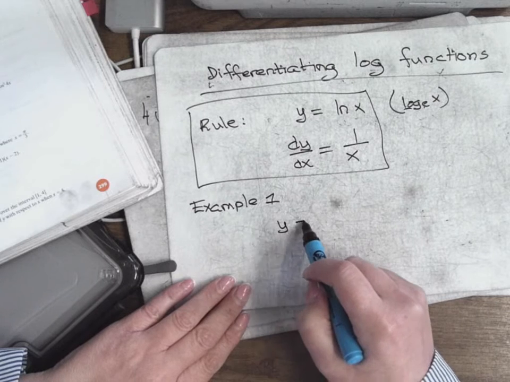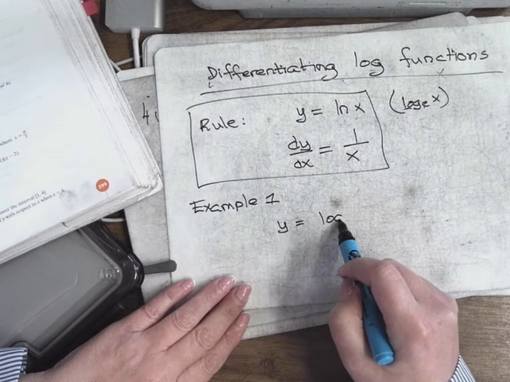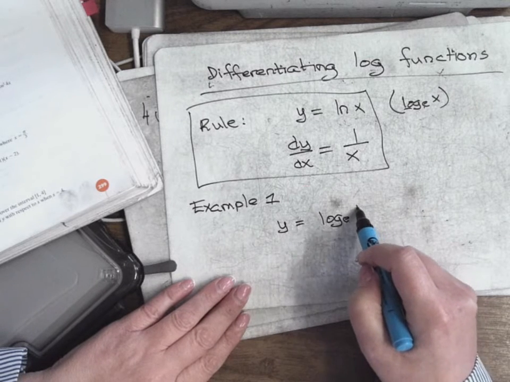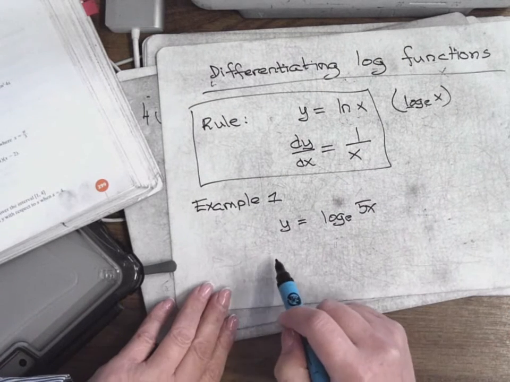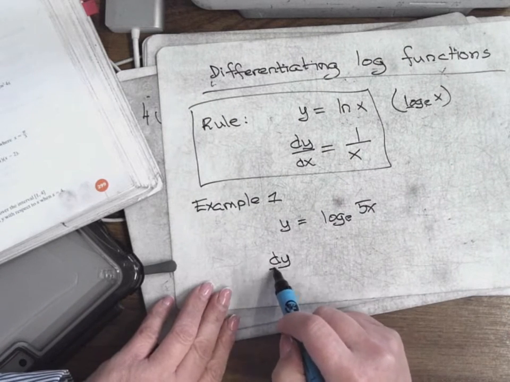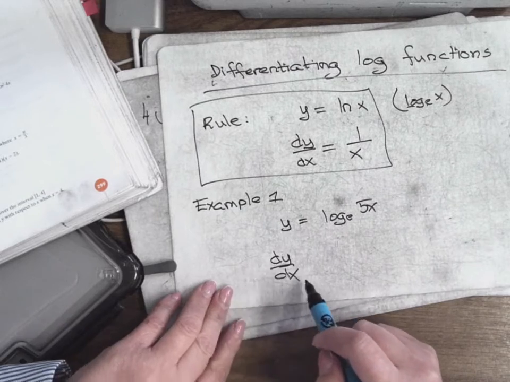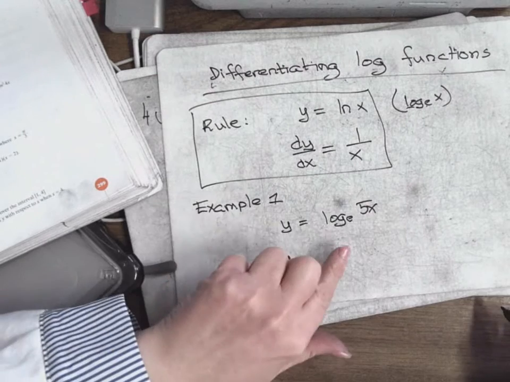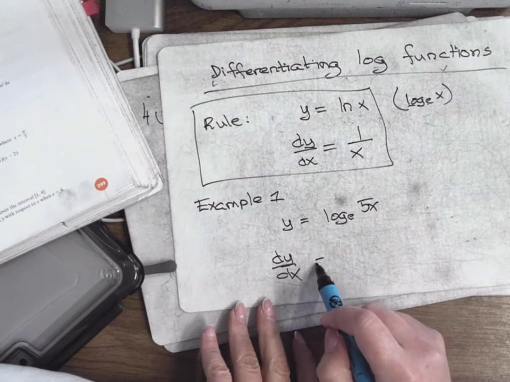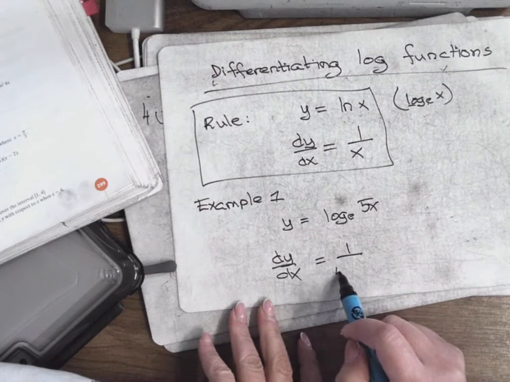Y equals log to the base e, which is another way of saying ln 5x. Okay, find dy/dx is the question. So when you differentiate ln x, you get 1 over whatever it was. So for ln 5x, you get 1 over 5x.